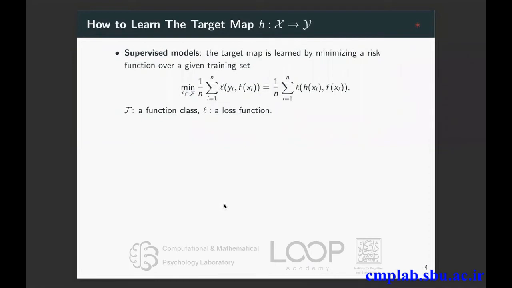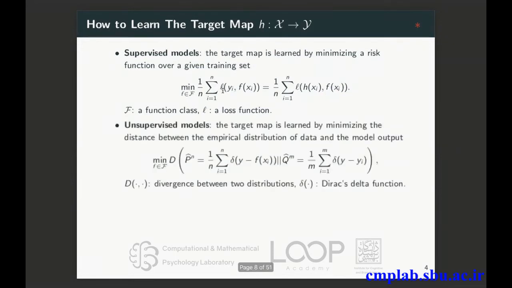So the mathematical formulation is that I have a bunch of instances, let's say n examples, and I optimize the loss function. And this optimization is over some function class. So I'm looking for a map or a function from this function class f, and I use a loss function to find this function from this function class.